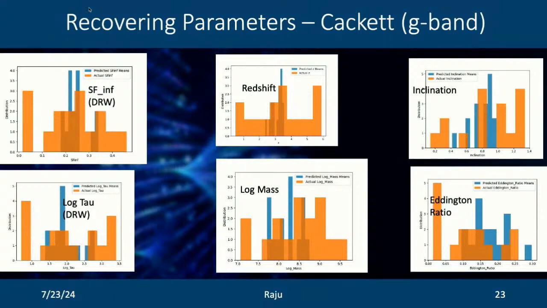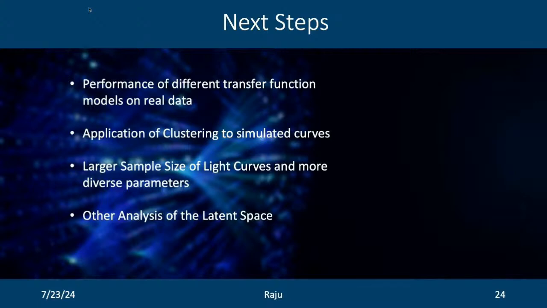So our next steps is to test this out and try to create different transfer functions and train different models on each. And then once they're trained, we can try to see if it can recover these transfer functions from real light curves as well. We also want to try using the clustering before the simulated light curves to see if that has improved the effectiveness. Increase the sample size.